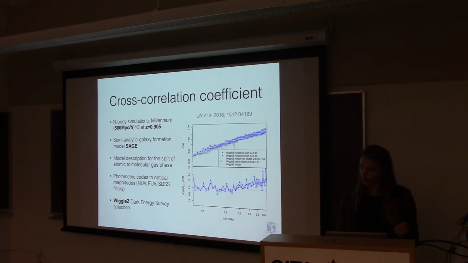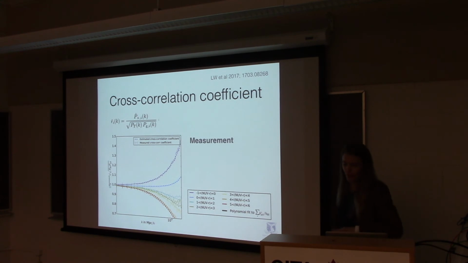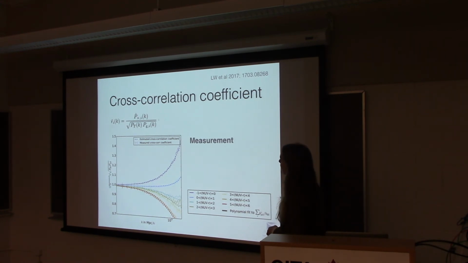I'm a bit bad with time today, so I'm just going to skip that. This is just showing really quickly how we would measure these HI masses from a cross-correlation coefficient.